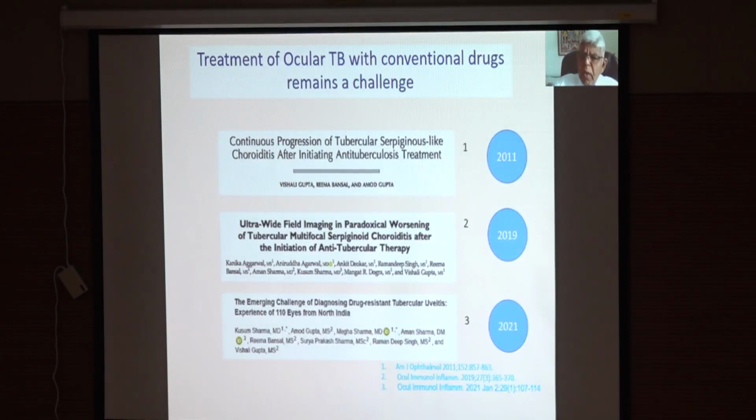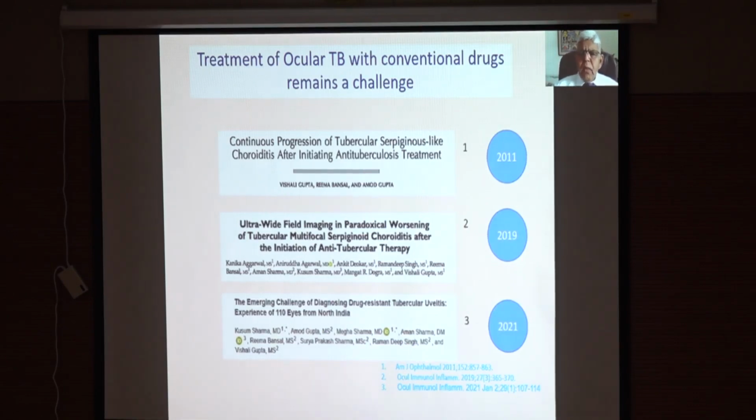Now, we typically treat these patients of TB uveitis, once we make the diagnosis, with 4 drugs. I'm not going to go into details of the conventional drug therapy, along with corticosteroids. But most of the reaction in the eye is an autoimmune reaction to the presence of TB antigen or TB bugs in the ocular tissues.